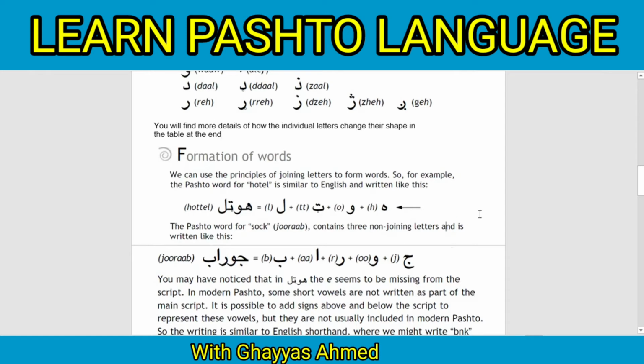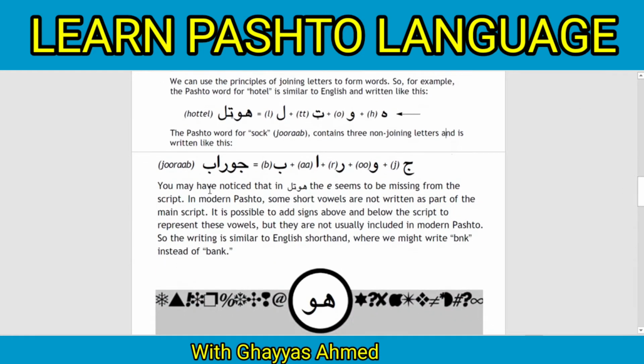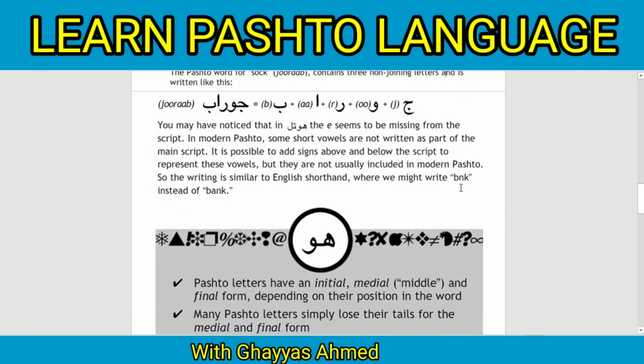You may have noticed that in hotel the E seems to be missing from the script. In modern Pashto, some short vowels are not written as a part of the main script. It is possible to add signs above and below the script to represent these vowels, but they are not usually included in modern Pashto. So the writing is similar to English shorthand, where we might write B and K instead of bank.